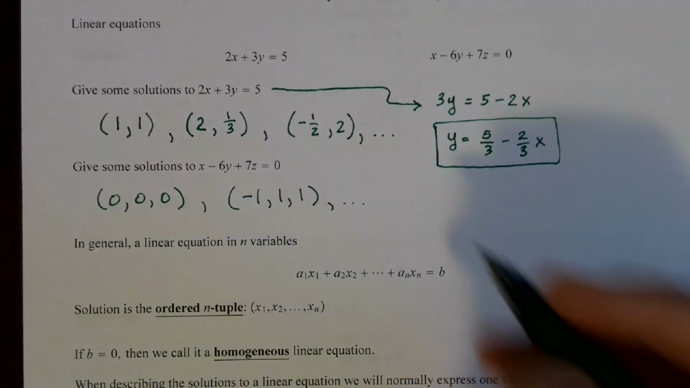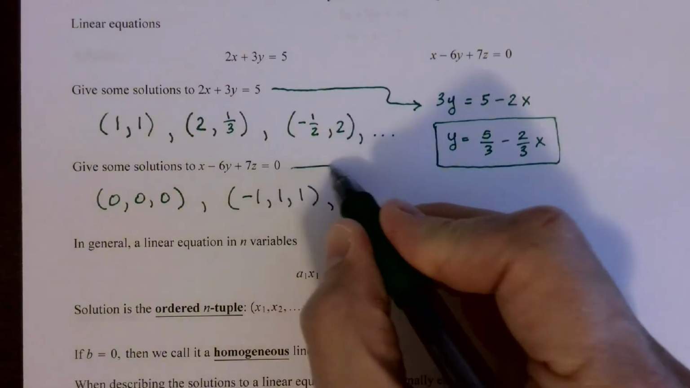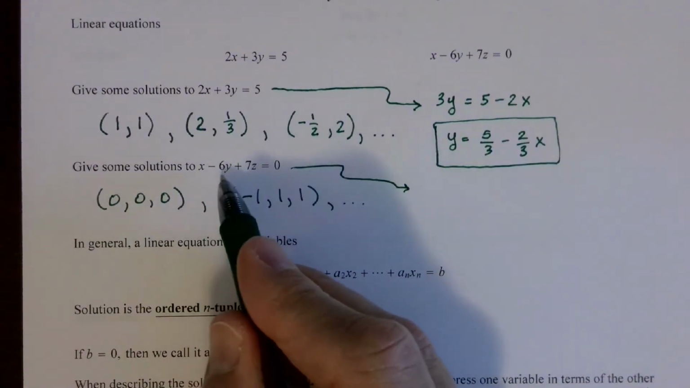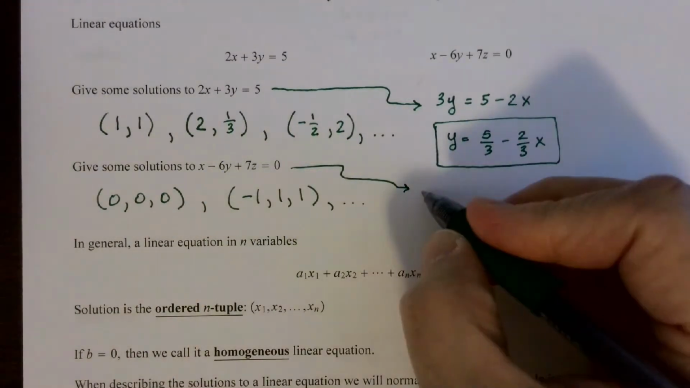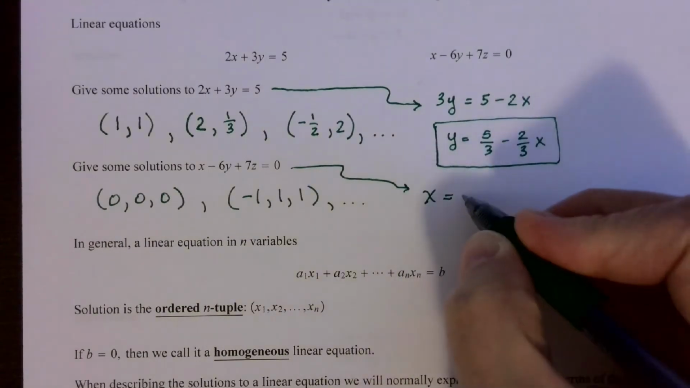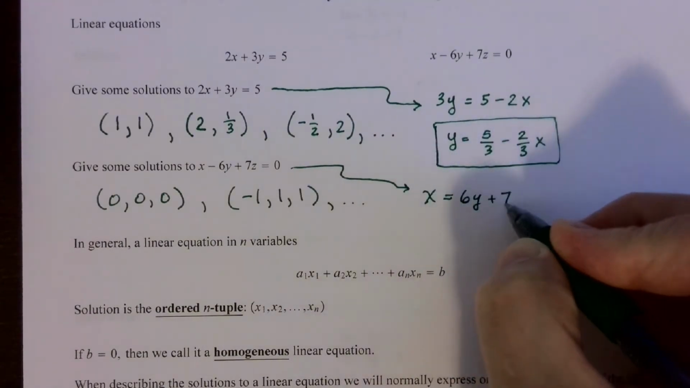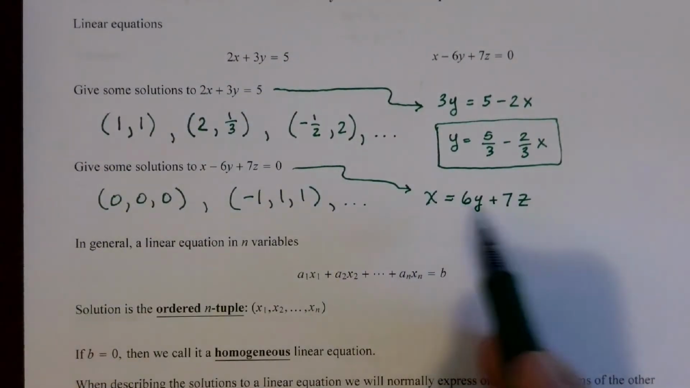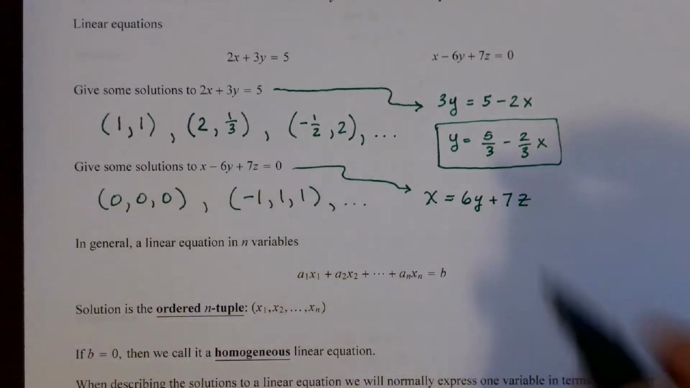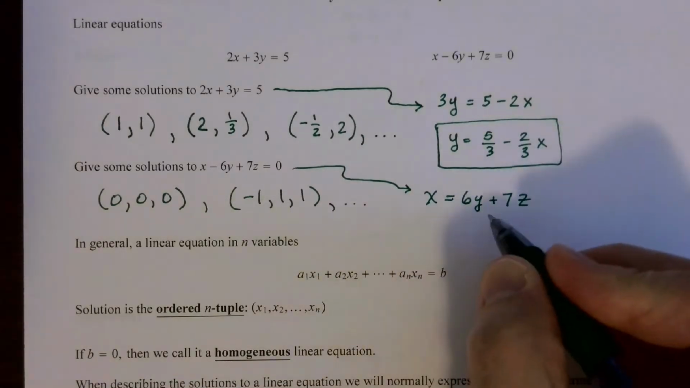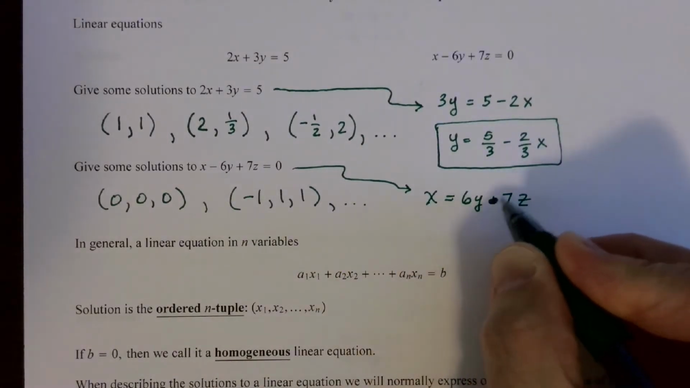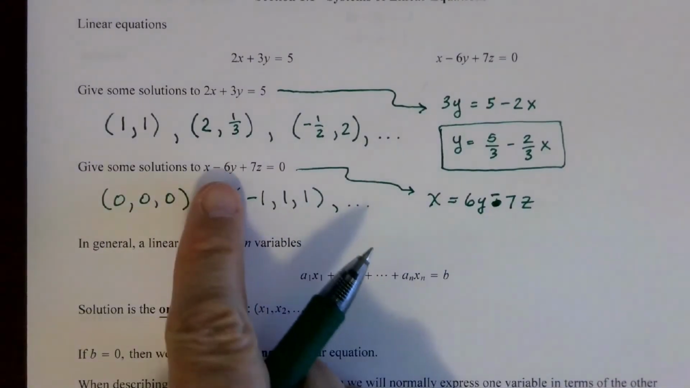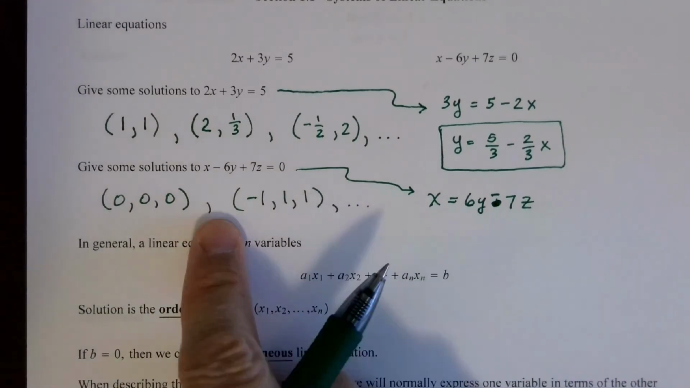But again, an easy way to do that is to solve for one of the variables. In this case, the variable easy to solve for would be x, because all I have to do is add 6y and subtract 7z, and so I get x indeed is 6y plus 7z. And now you can see how I can generate solutions. You choose y and z to be anything you want. Oops, I'm sorry, this should be minus 7z. I think I said that, but I didn't write that, excuse me. Minus 7z, all right?